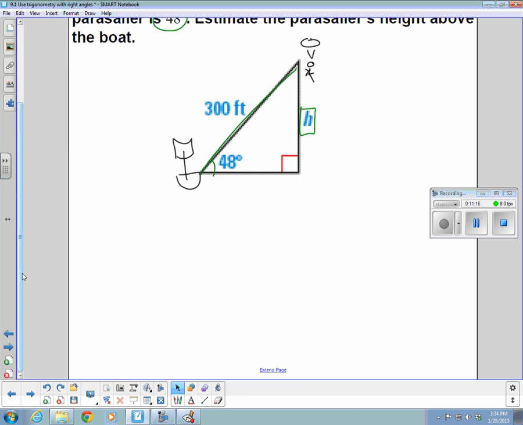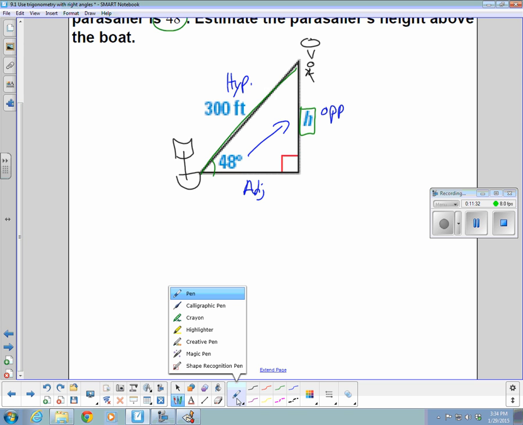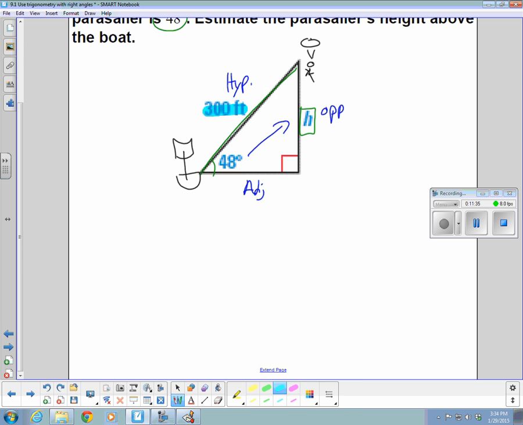We got a right angle right here. That's my angle. So this is my opposite, that's my adjacent, that's my hypotenuse. Now all I have to do is think which one is going to use the hypotenuse and the opposite. Well, O and H. Which one has O and H? Sine function, exactly. So sine of 48 degrees is going to be equal to h divided by 300.